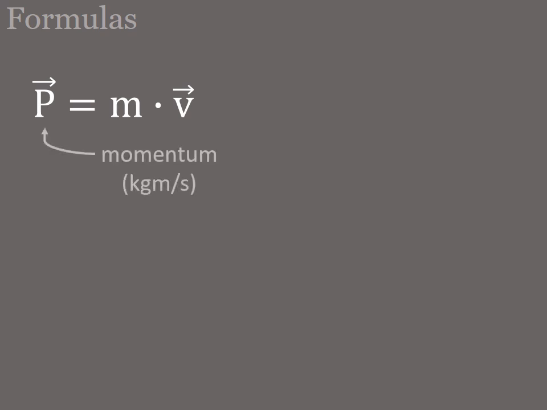We're going to start by looking at the formulas in this unit. The momentum of an object depends on two things: how fast it is traveling and its mass. The larger the mass, or the faster an object is moving, the more momentum that object has. Momentum is symbolized by a capital P, and it is expressed in units of kilogram meters per second.